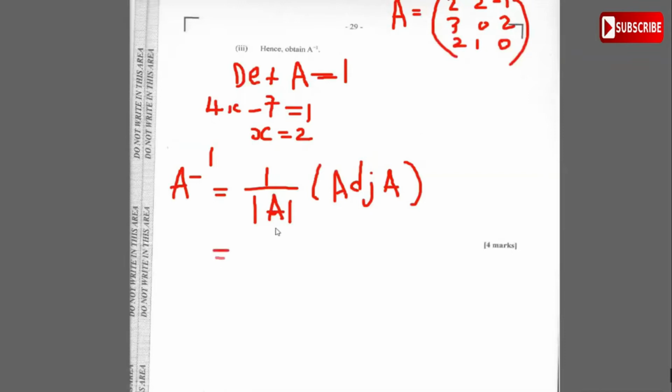So let's go ahead now and find A inverse. It's going to be 1 over the determinant of A. Determinant of A is 1. 1 over 1 is just 1. So all we really need to do is find the adjoint. And the adjoint is the cofactor matrix transpose. I'm going to put T up here. We're going to find the cofactor matrix.